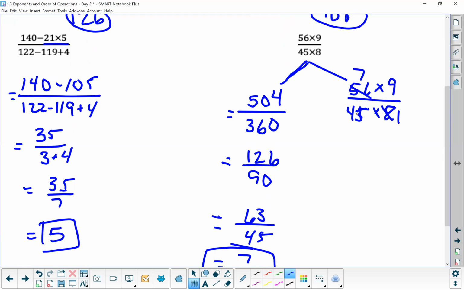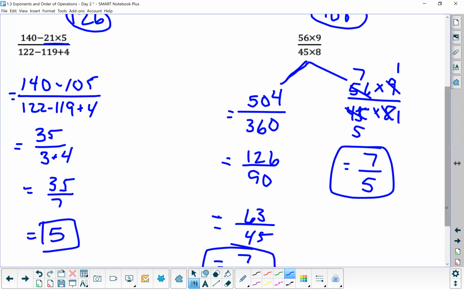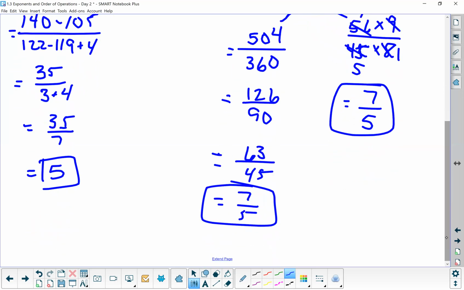9 divides evenly into both 45 and 9. 45 divided by 9 is 5. 9 divided by 9 is 1. Now, if I multiply straight across, I go right to my reduced answer. So there are some tricks. If all you have is multiplication, you can use this reducing trick to get your answer. Unfortunately, that's the only trick for this.